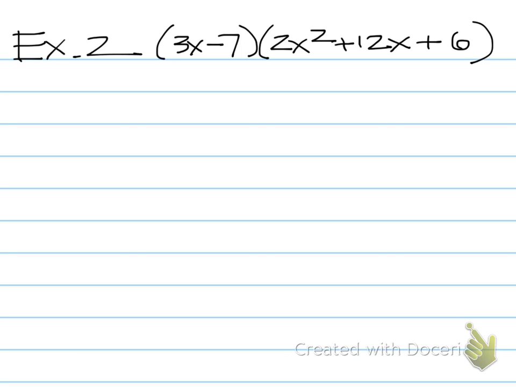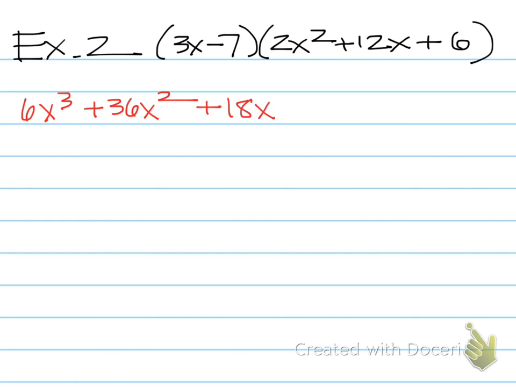Now we've got a binomial times a trinomial, so we're going to start with the 3x term in the binomial and multiply it by each one of the terms in the trinomial. 3x times 2x squared is 6x cubed. 3x times 12x is 36x squared. 3x times 6 is going to be 18x.